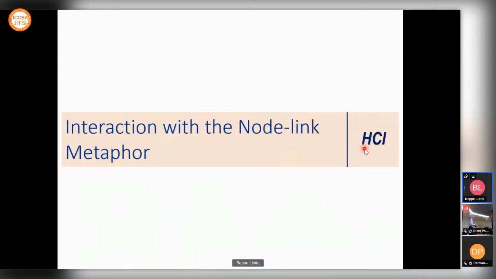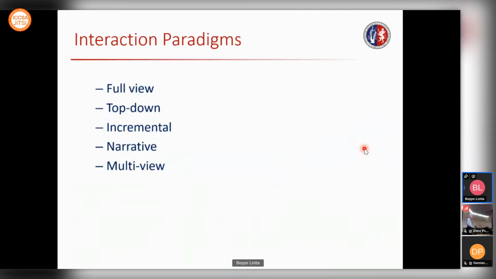Okay, now let me go with the interactions. How do you interact with these visualizations? Especially, we'll talk about the node link metaphor, although we shall also consider some other hybrid metaphors I will introduce later. So there are different ways of interacting with the final output of this network system. We can classify them as full view, top-down, incremental, narrative, or multi-view. I will briefly discuss each of them.